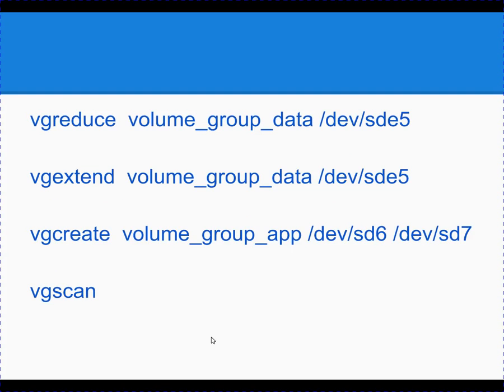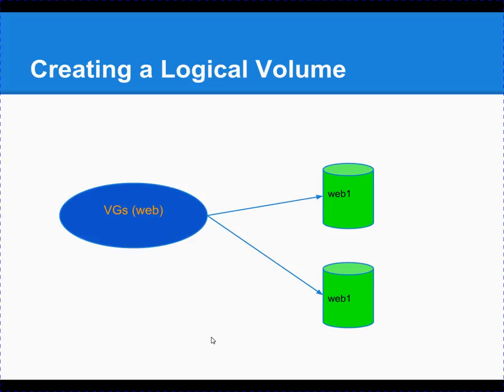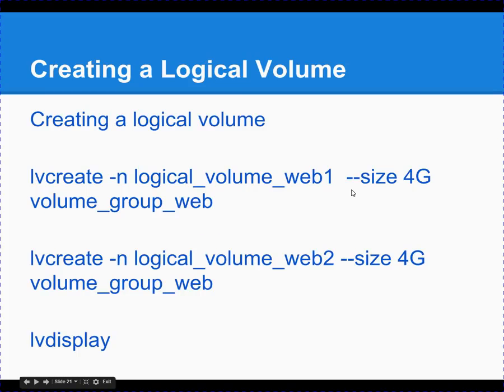I'm just going to speed through this. Now we have the volume groups created. From the volume groups, we're going to create logical volumes, and then from there we create file systems. So creating logical volumes, of course it has the word create in it. It's simple. You just give the full path.